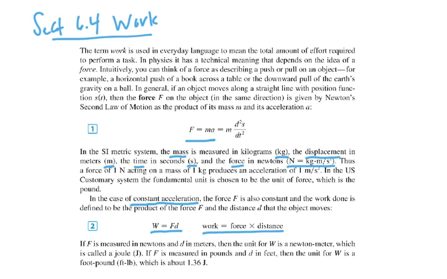If F is measured in newtons, which we just discovered up there, and D is in meters, then the unit for W is a newton meter, which is called a joule, J. If F is measured in pounds and D is in feet, then the unit for W is a foot-pound. So if you're working in the metric system, your answer will be in joules, and if you're working in the English system, the U.S. system, then your units will be foot-pounds. These formulas, F equals ma and W equals FD, are your important formulas for this section.